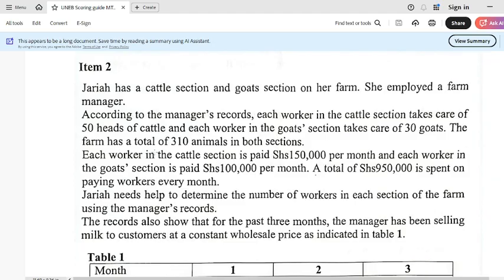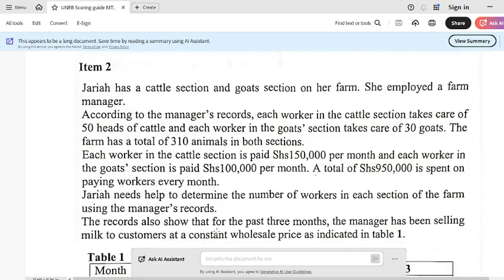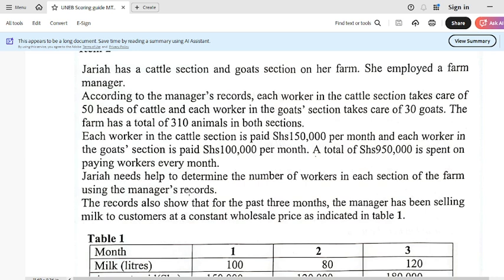The farm has a total of 310 animals in both sections. Each worker in the cattle section is paid 150,000 shillings per month, and each worker in the goat section is paid 100,000 shillings per month. A total of 950,000 shillings is spent on paying workers every month. Jaria needs help to determine the number of workers in each section of the farm using the manager's records.